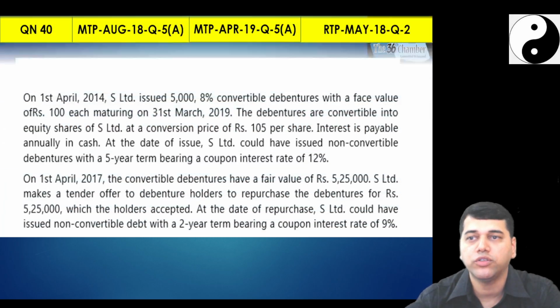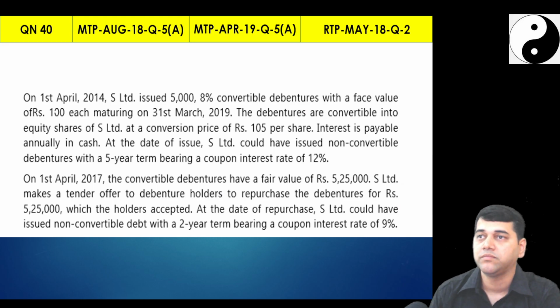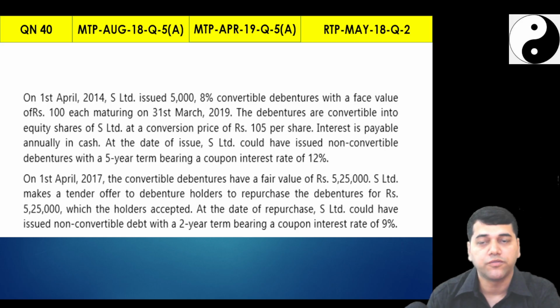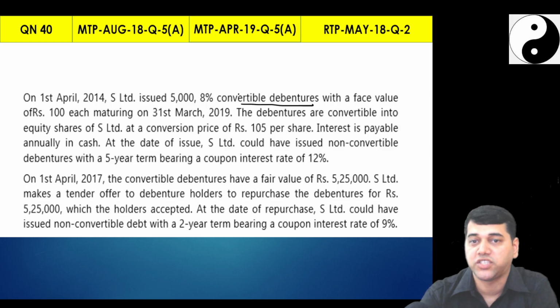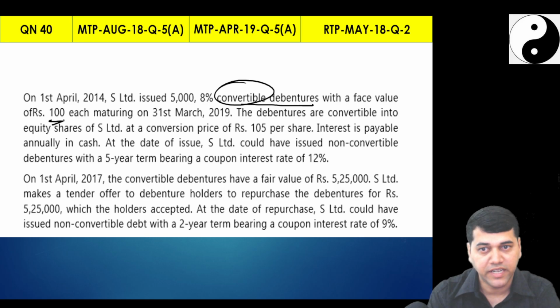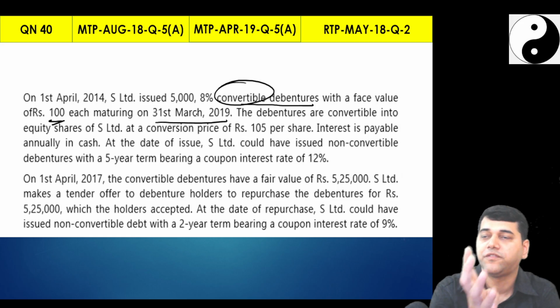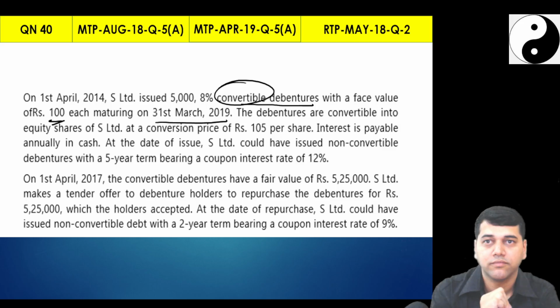Yes, so we will move on to the next examination question. Important, I think I have marked it important. On 1st of April 2014, S Limited issued 5,000 convertible debentures with a face value of 100 each, maturing on 31st March 2019. 15, 16, 17, 18, 19. This is the first thing you should do. 5 years.